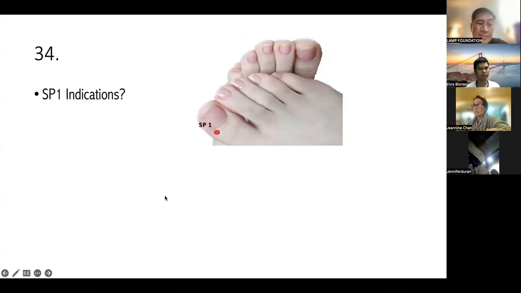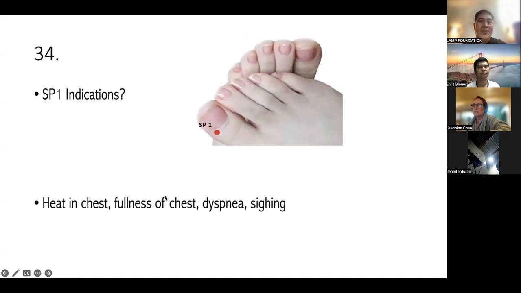Use moxa to stop bleeding. And then hit in the chest, fullness of the chest, and dyspnea inside. Wow, talagang ni-research niya. Pareho tayong kuha.